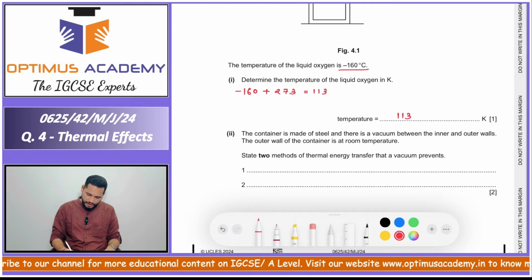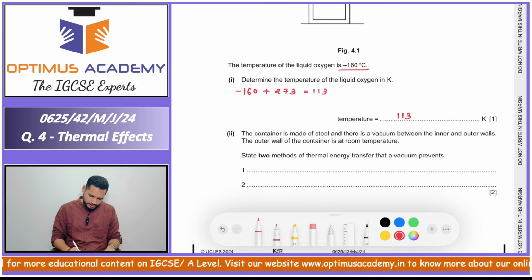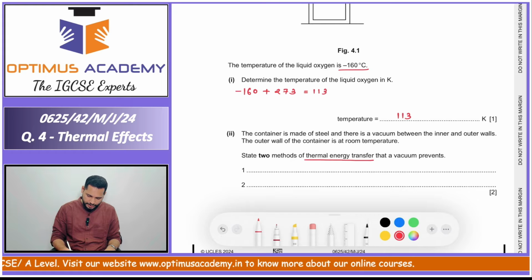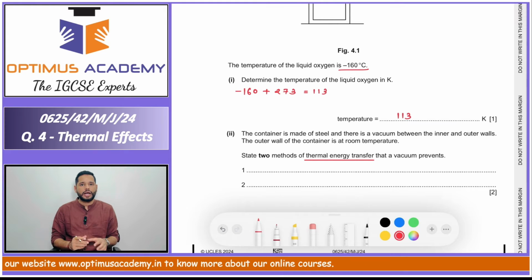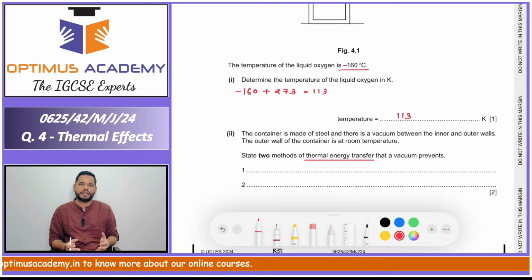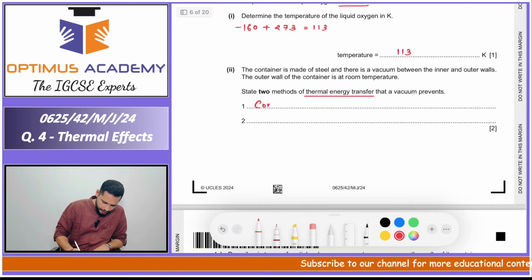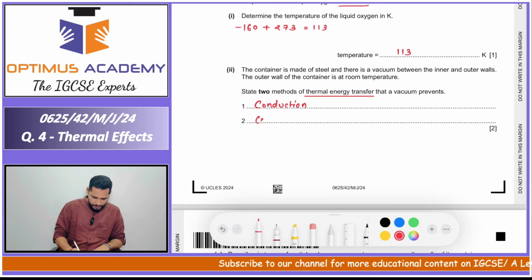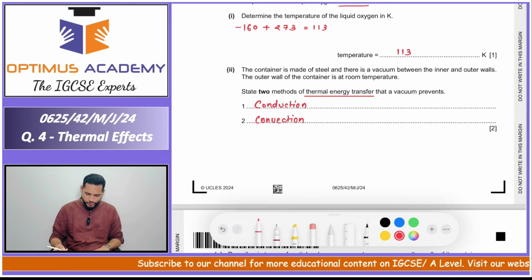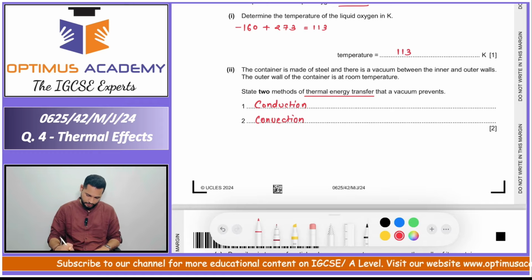The container is made up of steel and there is a vacuum between the inner and outer walls. The outer wall of the container is at room temperature. State two methods of thermal energy transfer that a vacuum prevents. How many methods are there for thermal energy transfer? There are three methods: conduction, convection and radiation. Out of which conduction and convection can be stopped by vacuum, but radiation cannot be stopped. Radiation can take place even through vacuum. So here the answer would be conduction and convection. So vacuum is stopping these two processes from taking place.